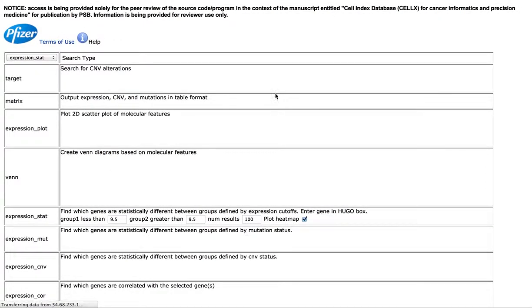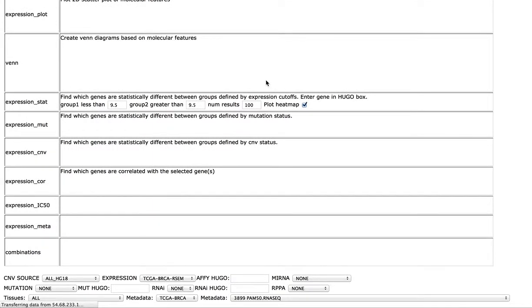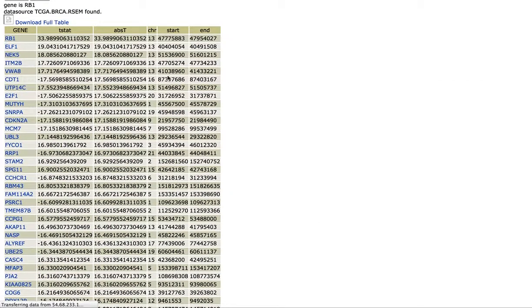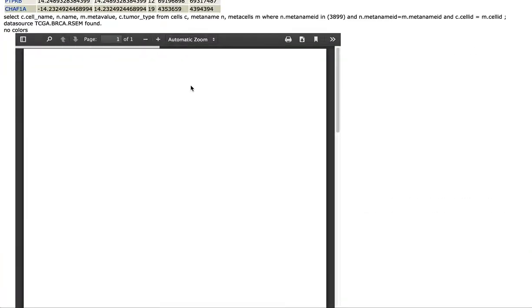So we want to look at what subtypes map to the groups based off of the RB1 differential expression. So what genes are most differentially expressed between group 1 versus group 2? And that's what gets returned here. And then it makes the plot.